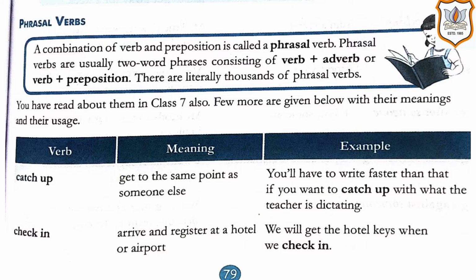Now we have phrasal verbs. A combination of verb and preposition is called a phrasal verb. Whenever you have a verb and a preposition together, it is called a phrasal verb. Phrasal verbs are usually two-word phrases consisting of verb plus adverb or verb plus preposition. There are literally thousands of phrasal verbs. You have already done this in class 7th. Here there are some examples given to you which you need to go through.